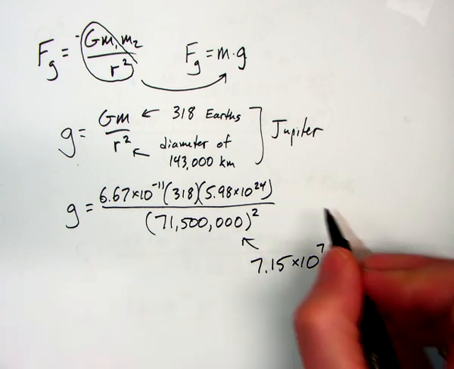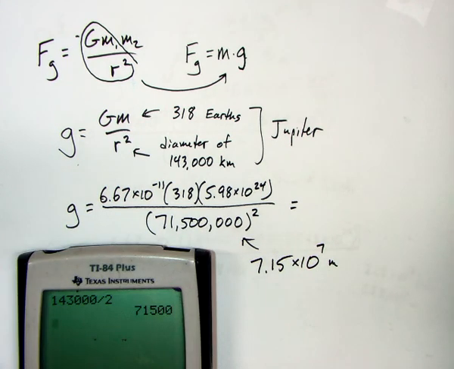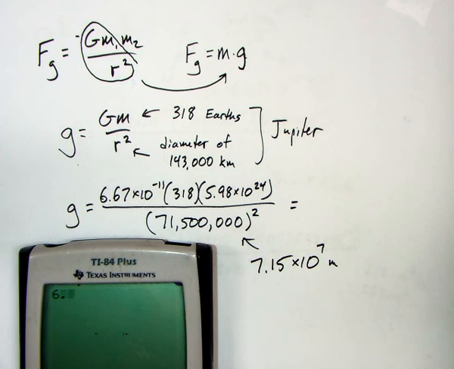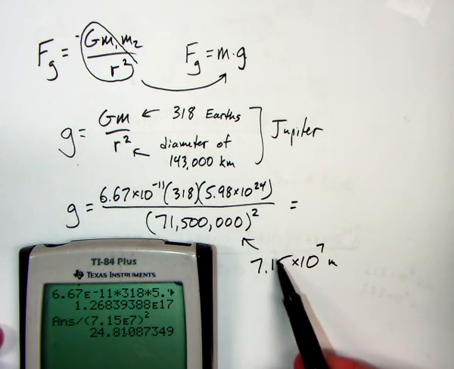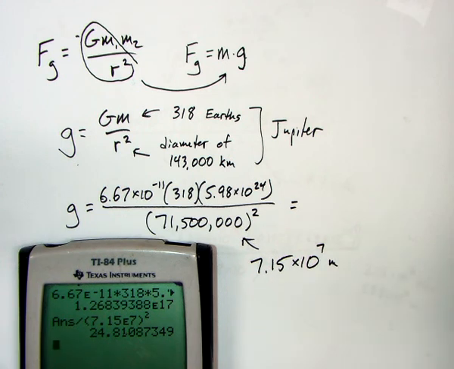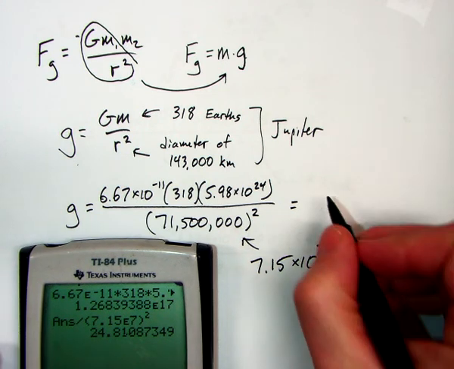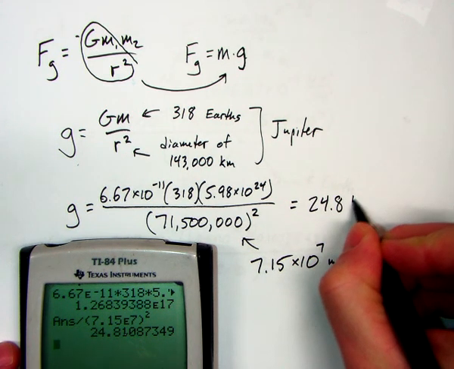Now, what does that equal? Once again, I'll show you on the calculator. Putting my numbers in using E, 6.67 E negative 11, times 318, times 5.98 E 24, divided by my denominator, squared. I'm going to do 7.15 E 7, and I'm going to square it. And I get a number. This is actually slightly different than the value in the chart that was included. I'm not sure if that's because Jupiter is not perfectly spherical, so its equatorial radius is different from its average radius or something. But either way, we get a number: 24.8 meters per second squared.